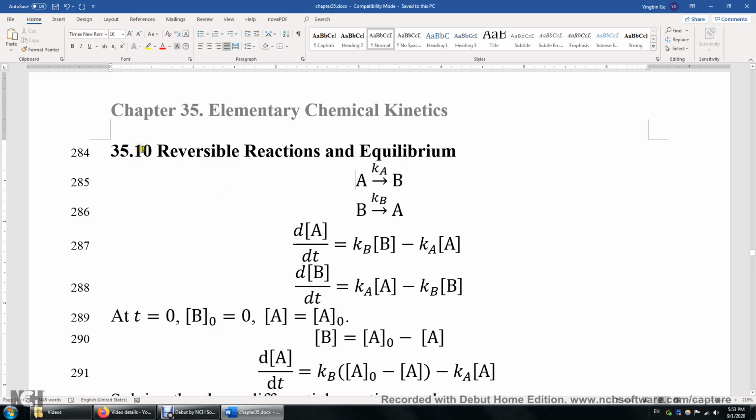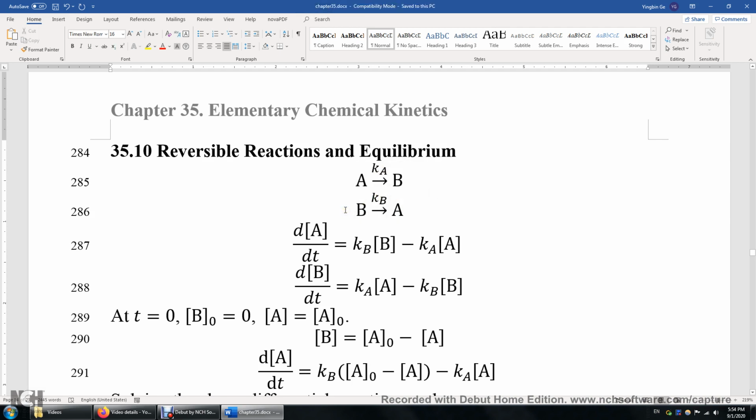Section 35.10 Reversible Reactions and Equilibrium. Now let's look at this chemical reaction mechanism. There are two elementary reactions. One is from A to B, the other is from B to A. They have different reaction rate constants.